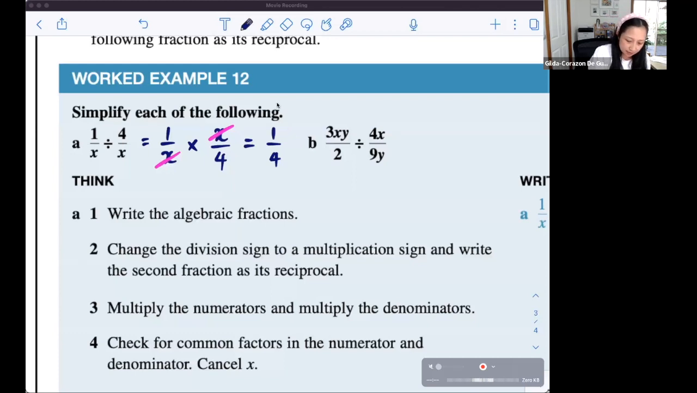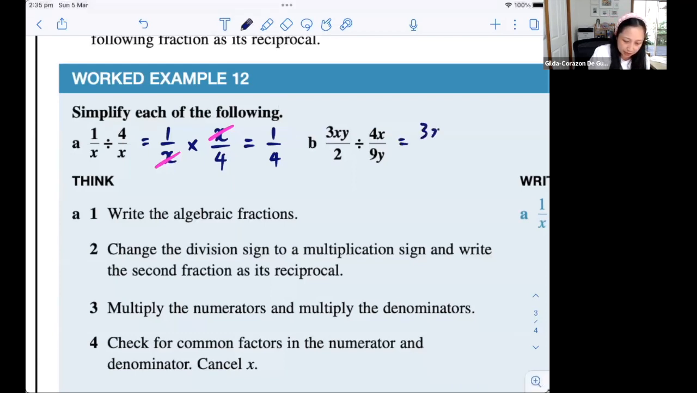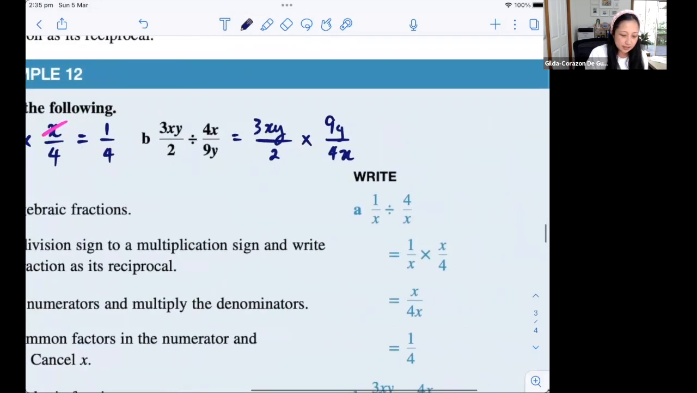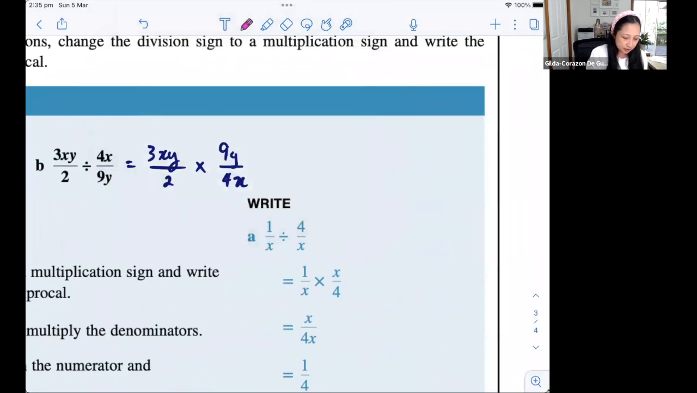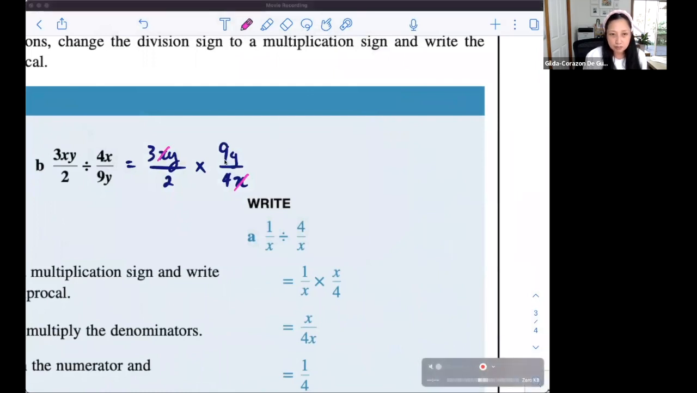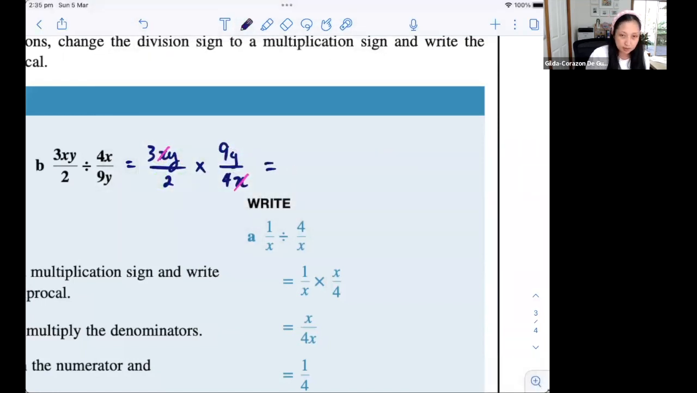Okay, the same thing we do here. We go 3xy over 2 times it by 9y over 4x. Yeah, and therefore, which ones can we cancel? Could cancel the x and the x here. What else? You can't cancel the y and the y there. Can't cancel the 3 and the 3, the 2 and the 4, but instead we need to just multiply them.